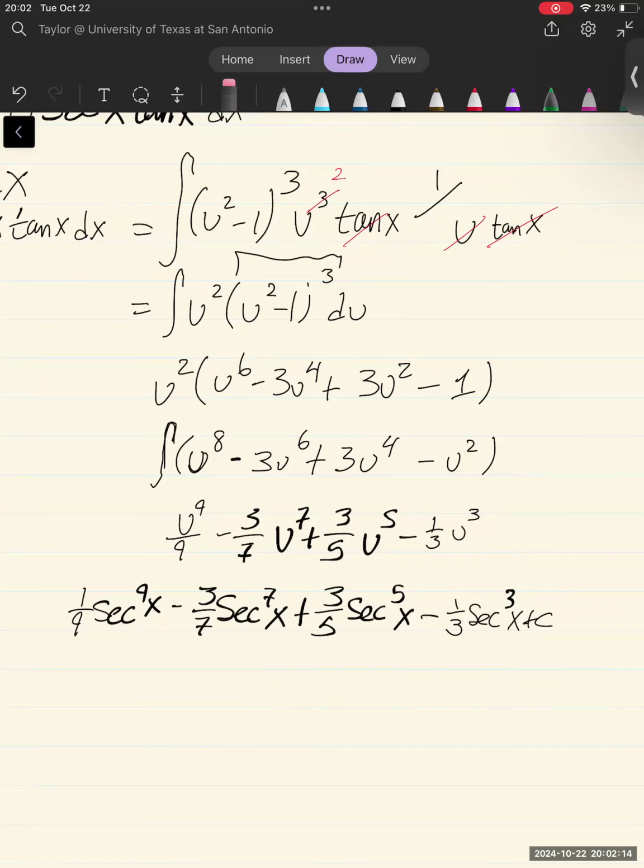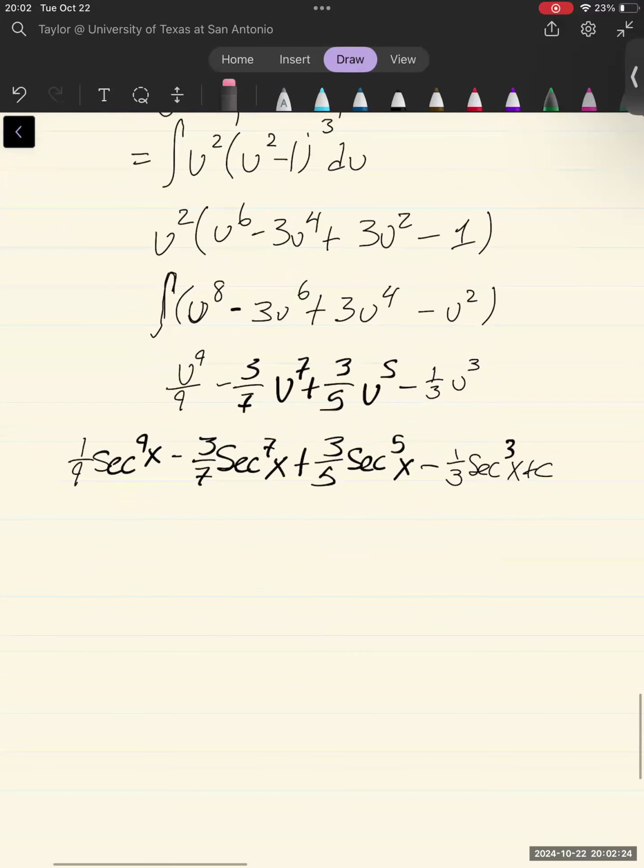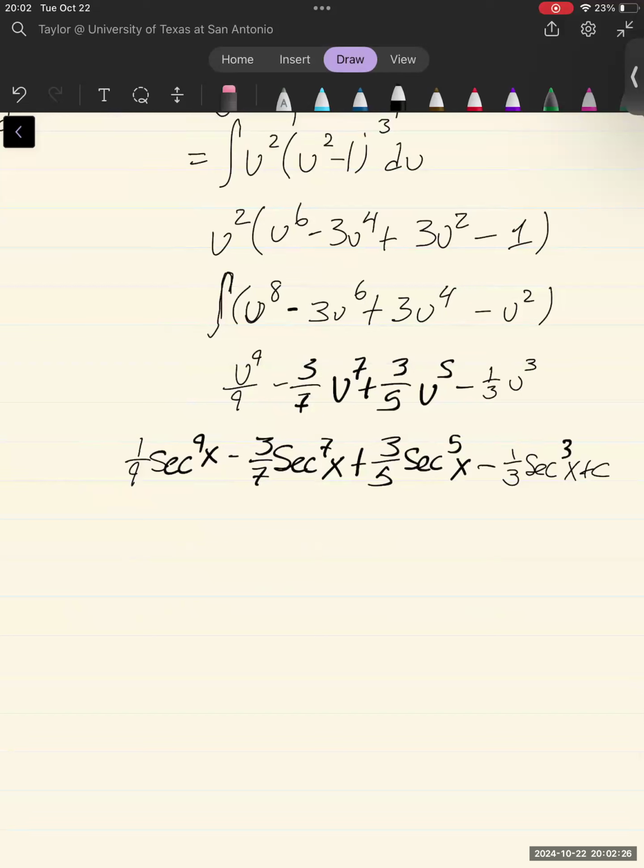I saw a request for something. I'd also like to see a double angle problem. So I've got something kind of similar to a double angle problem. Have y'all seen problems like this? I just want to make sure before I throw it at y'all. Cosine 15x, cosine 4x. Have y'all seen problems like this?